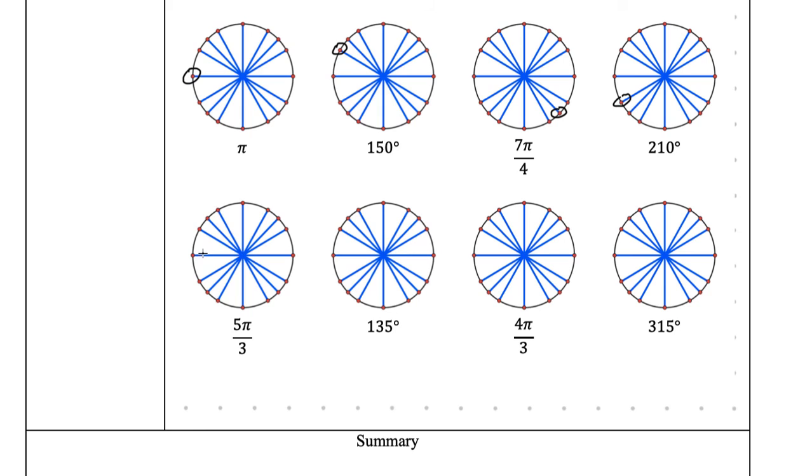5 pi over 3. So if it's divided by 3, it's closest to the y-axis. I was thinking y, but I was underlining x. And 5 pi over 3 is going to be this one, because this is 4 pi over 3, which I've done before. Another way of thinking about this is it's really close to 6 pi over 3, which is right here, and a little bit less than that. It's still going to be in that fourth quadrant. 135 degrees. Oh, it ends in a 5, so it's probably this one or this one. It's less than 180, so it has to be this one right here.